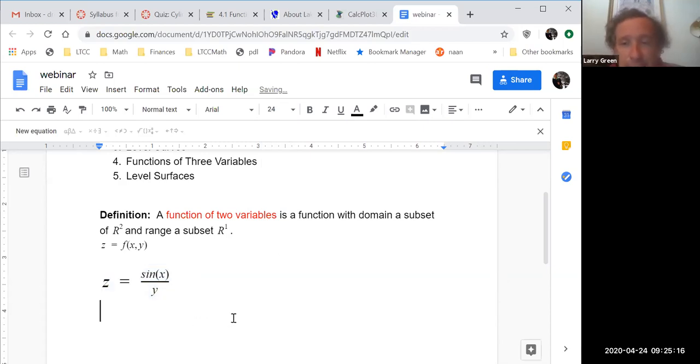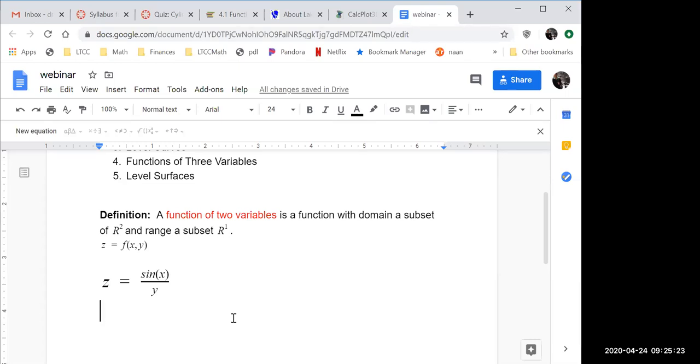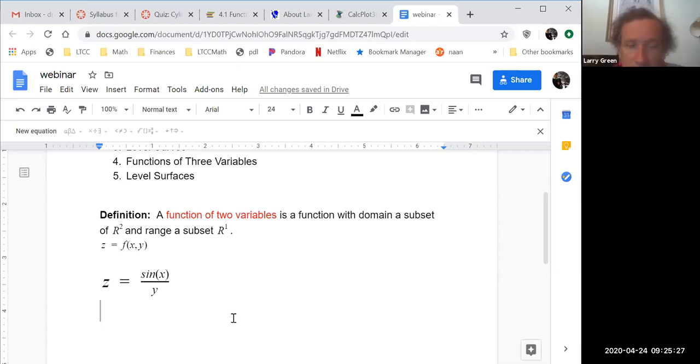Okay, is that a function of two variables? Yes, this is a function of two variables. Okay, so we have to do a few things. One is the rule has already been shown because that's what you're staring at. Do you all agree? What's the domain?